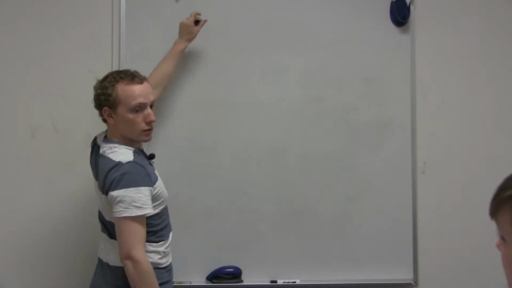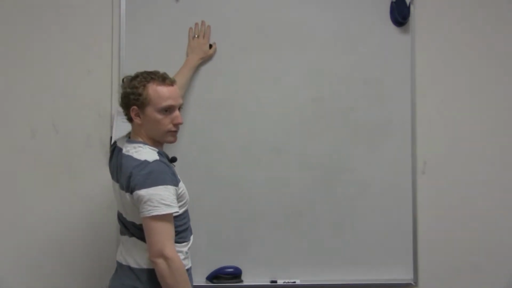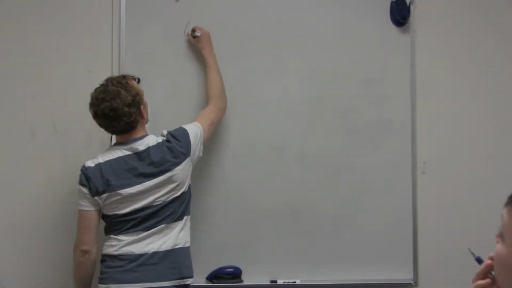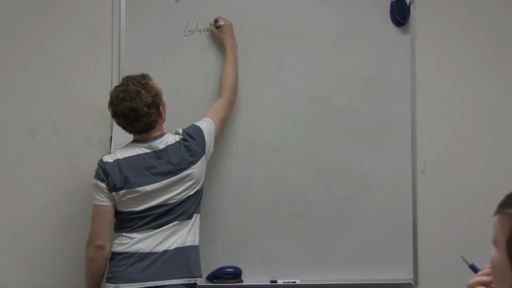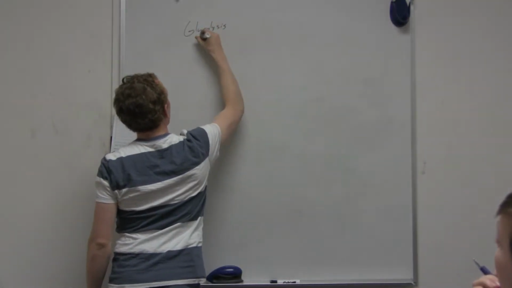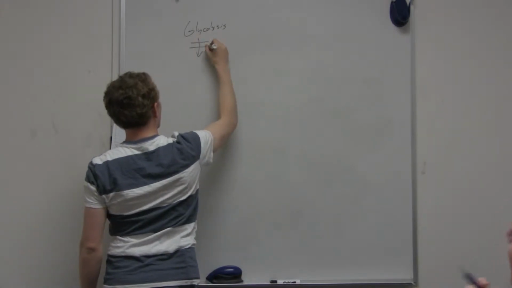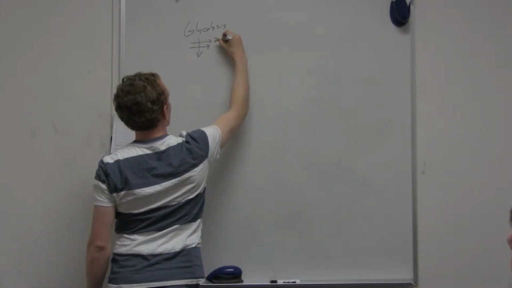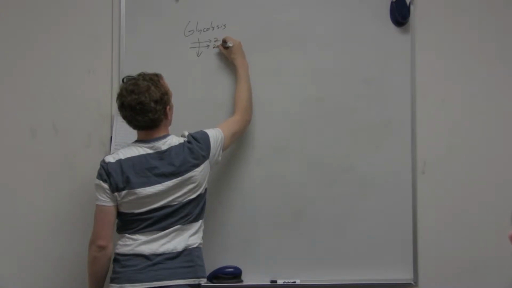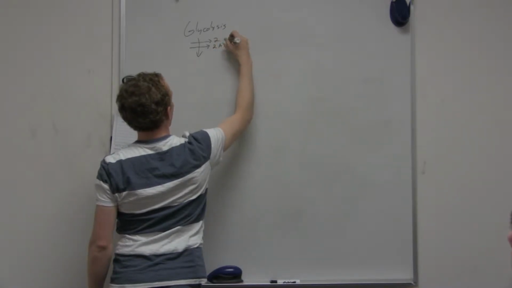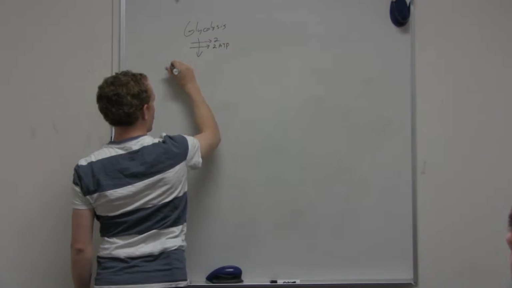So we know glycolysis already. We've got glycolysis up here. What did we get as the end net products? We got 2 ATP and 2 pyruvate. So we're going to have 2 pyruvate.